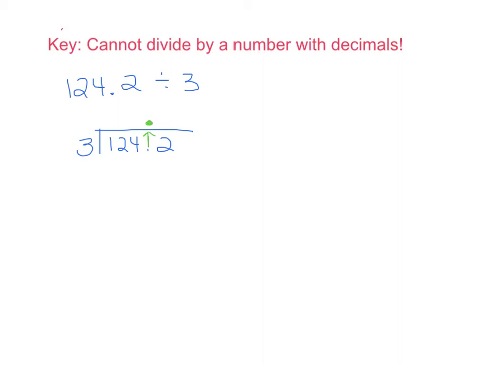And then I'm going to do long division like normal. Okay? So 3 doesn't go into 1, but 3 does go into 12. So I'm going to put 4 there. 4 times 3 is 12. Subtract, left with 0. Bring down the 4.